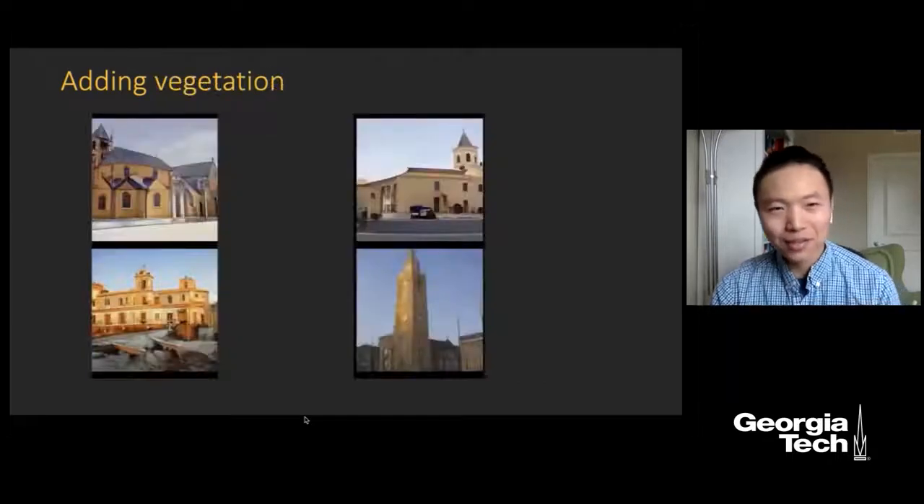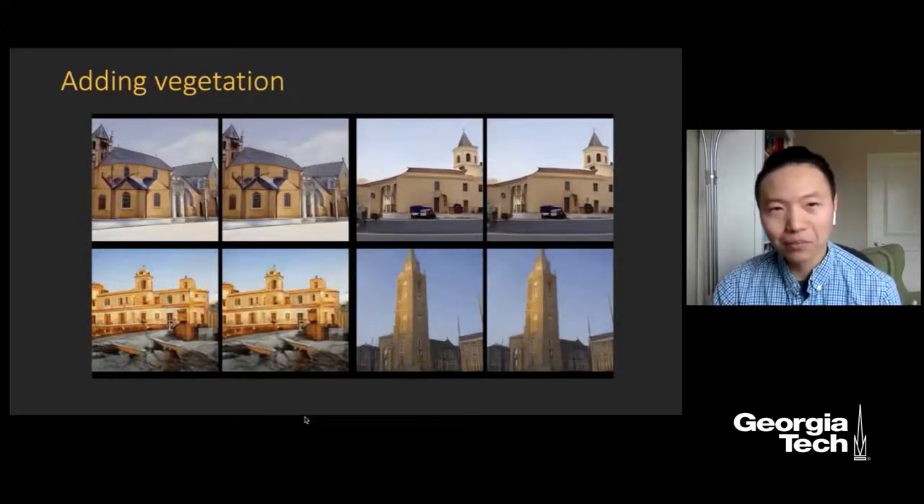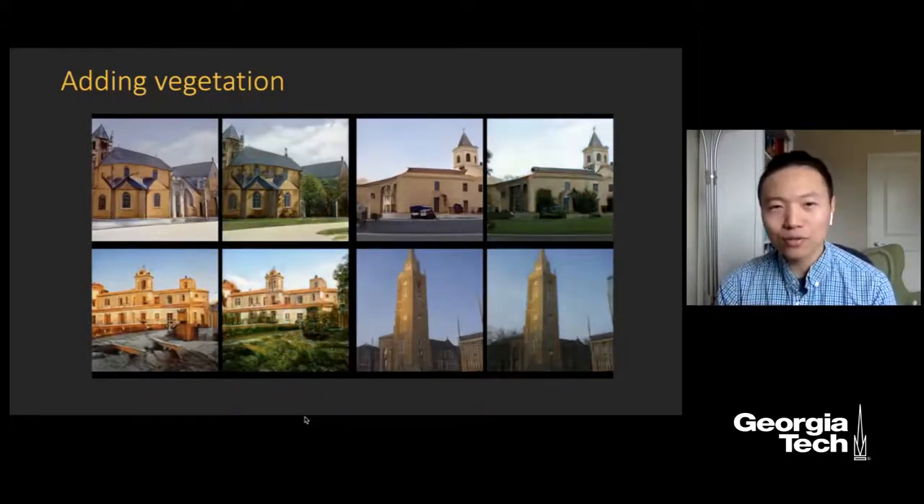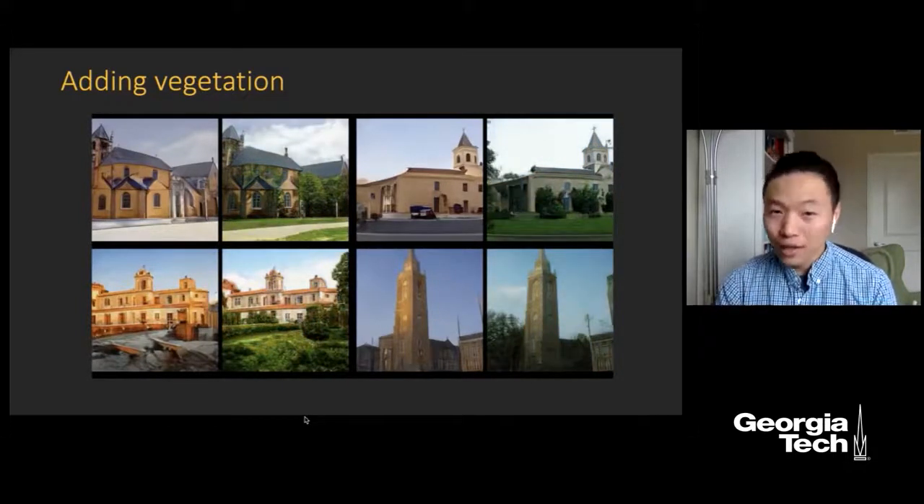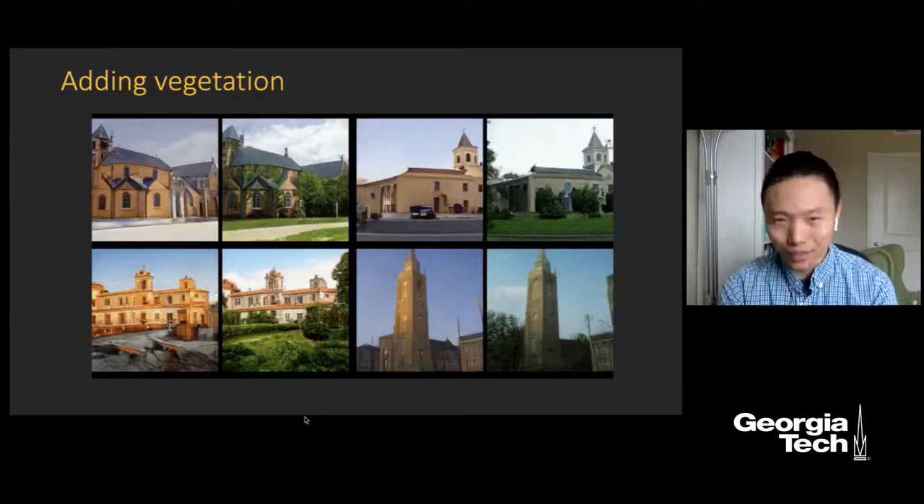Here are some other results where we have some buildings that are very boring because they lack vegetation. Then we want to add some vegetation inside. We can push the latent code towards the vegetation boundaries. Then the grass and the trees just automatically grow out.